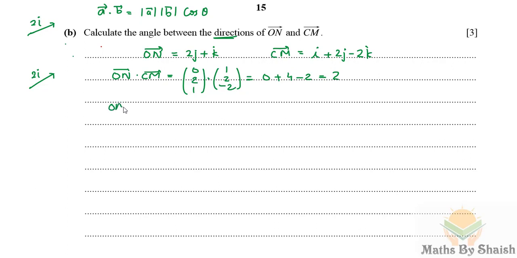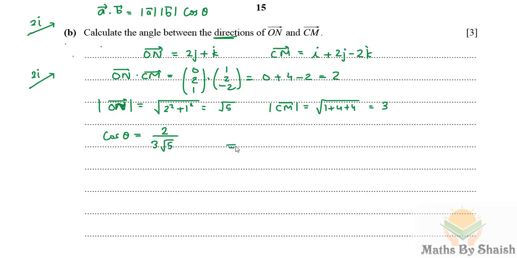And the magnitude of ON is going to be the square root of the sum of the squares of the components. So 0 squared plus 2 squared plus 1 squared, it is going to be root 5. And the magnitude of CM is the square root of 1 plus 4 plus 4, that is the square root of 9, so it is 3. Now, theta is the angle between them. So cos theta is going to be the dot product, that is 2, over the product of their magnitudes, that is root 5 into 3. So from here we will calculate theta. This is going to be cos inverse of 2 over 3 root 5.